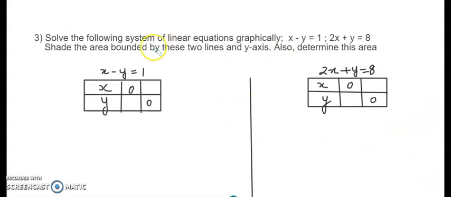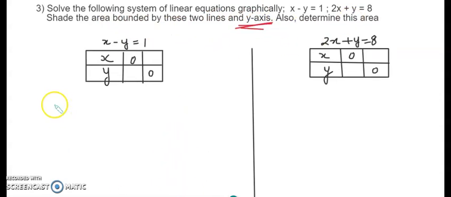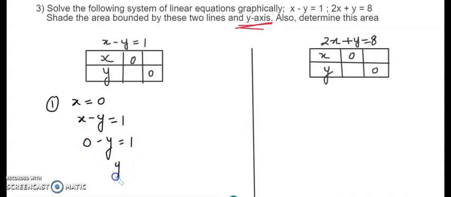The next question says shade the area bounded by two lines with the y-axis and determine the area. Okay? So let's do the points. So first x is equal to 0. X minus y is equal to 1. So 0 minus y is equal to 1. That means y is equal to minus 1, because that minus goes to the other side.